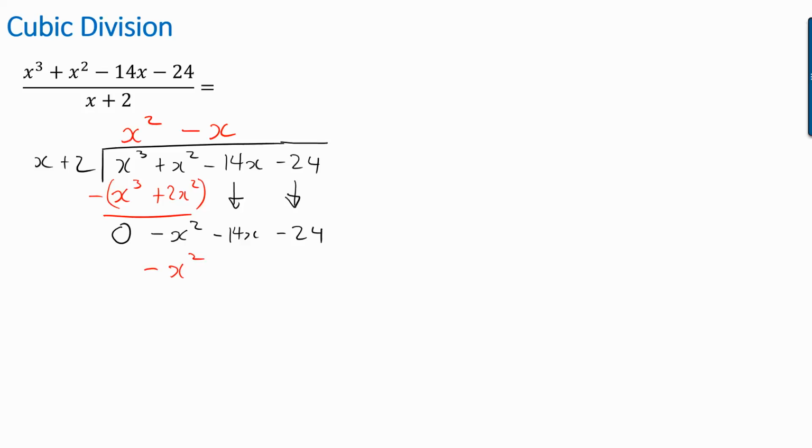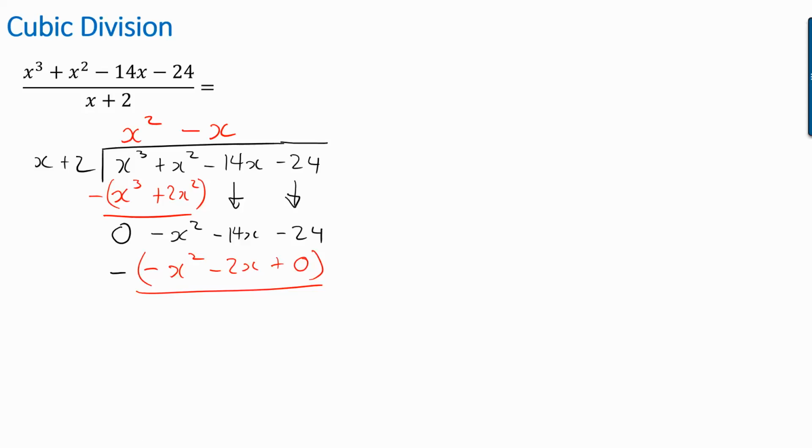But then don't forget, because you're multiplying it to x plus 2, you also have to multiply to the 2. So negative x times positive 2 gives me negative 2x. I'm going to write it down, negative 2x, and obviously with the 24 I have nothing, so I'm going to do plus 0. Now, what you're going to do next, I'm going to bracket it. And then I'm going to say, find the difference to find out the remainder.